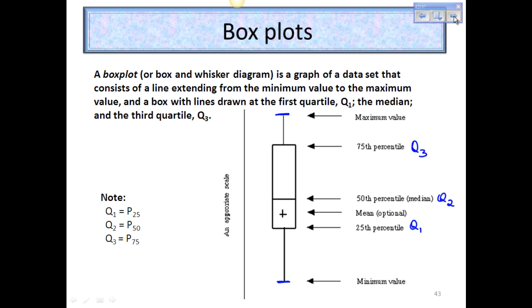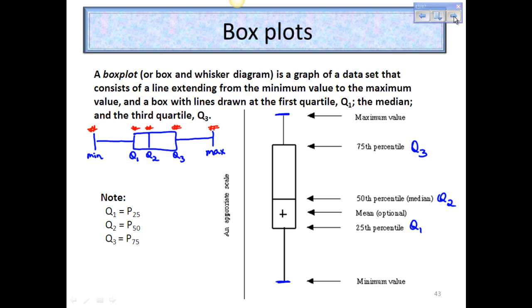Now this diagram is drawn vertically. We can draw it horizontally as well. And we would label our minimum, Q1, Q2, Q3, and then our maximum. If we needed to, we could put the numerical values at the top. In fact, that's what I would ask you to do on an exam, that I want to see both the numerical value and what each part is called.